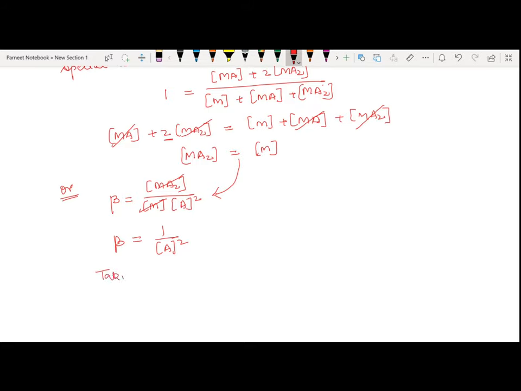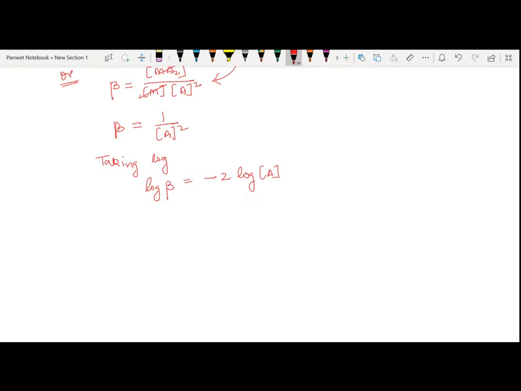Taking log on both sides, my log beta will be equal to minus 2 log of A. Or we can rewrite this equation as minus log A, which can be written as pA, which will be equal to half log beta. Remember this thing holds true when n is equal to 1, क्योंकि हमने ये assumption ली है, it's a special case. So we can estimate pA from the equation. किस equation से हम ये identify कर सकते हैं?